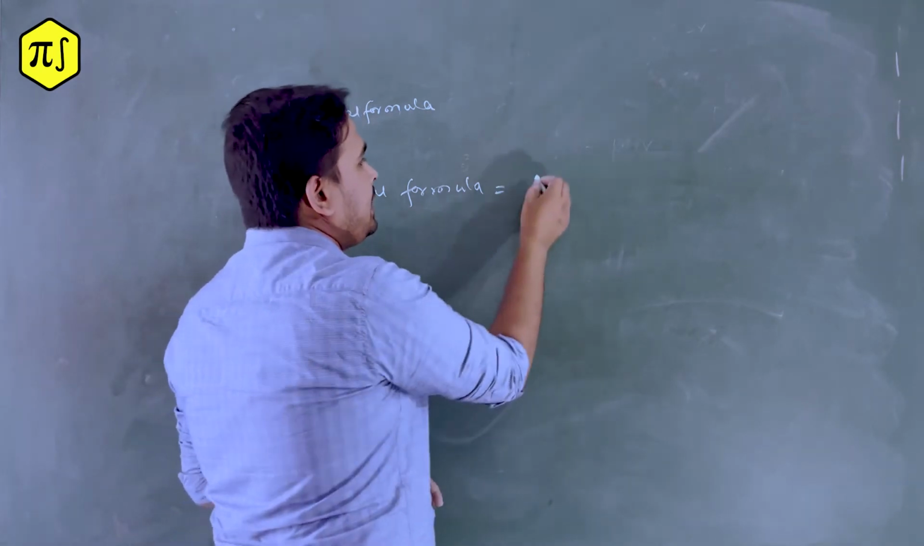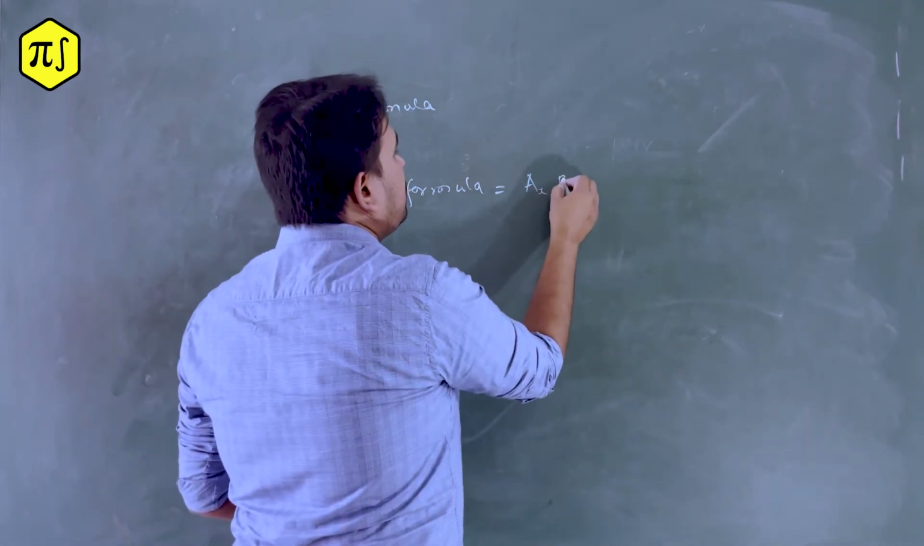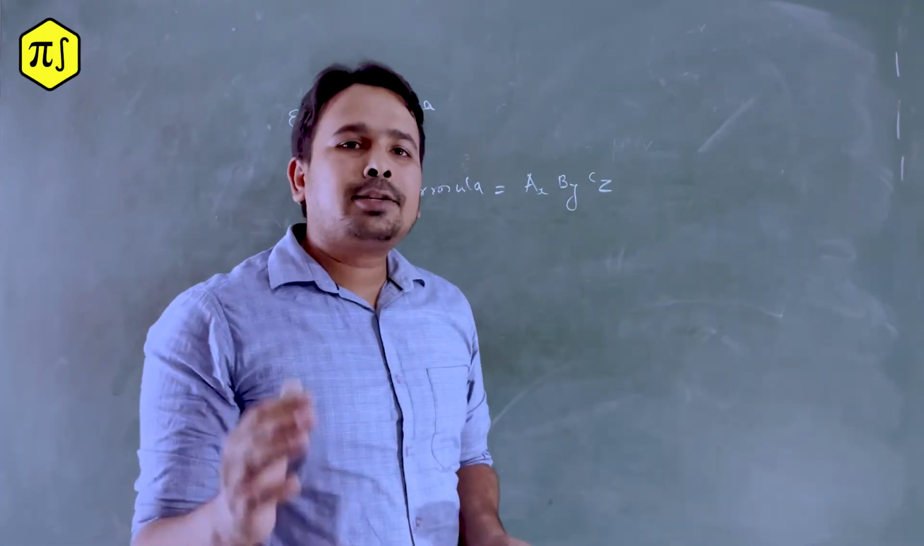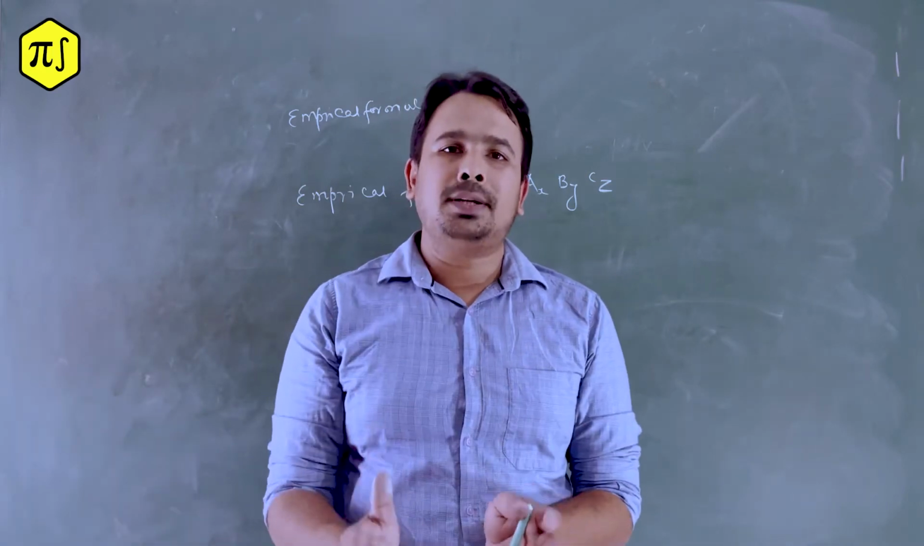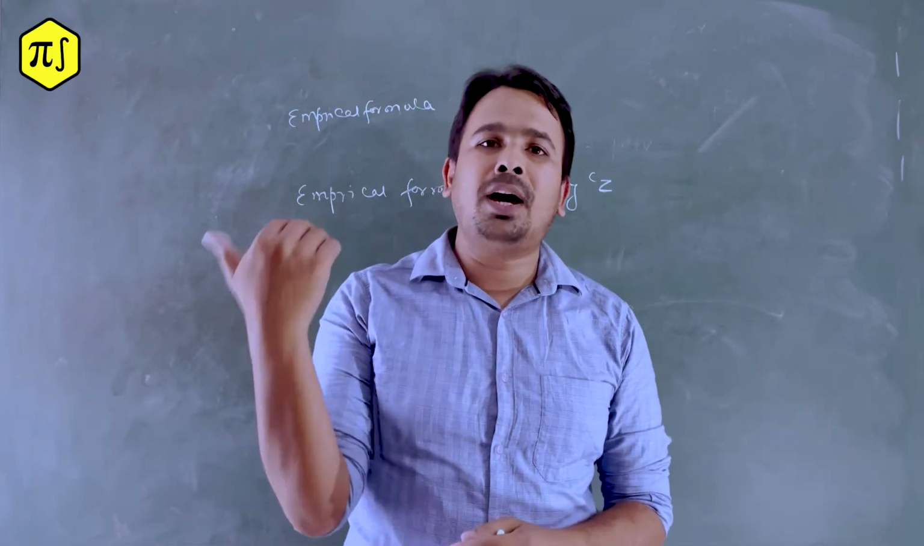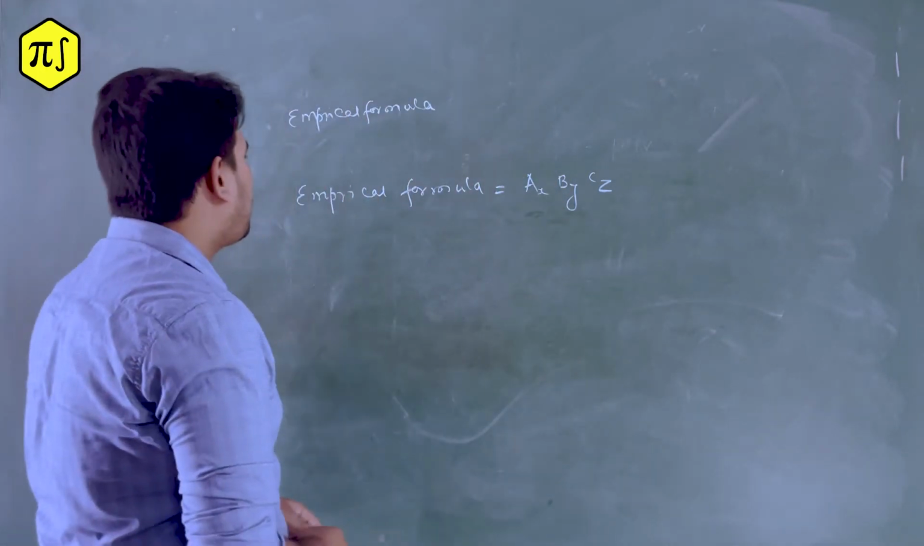We can say A is the symbol of element A, so A_x, B_y and C_z. Because x colon y colon z is the proportion, right? This is the proportion value. In terms of that, the empirical formula represents the molecules. So this is the empirical formula now.